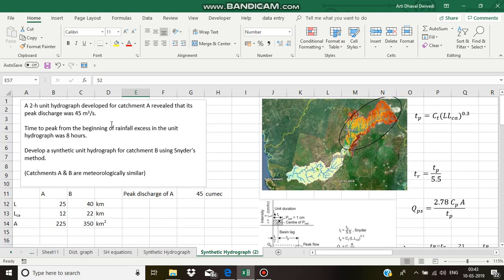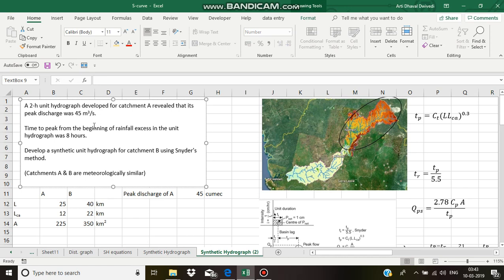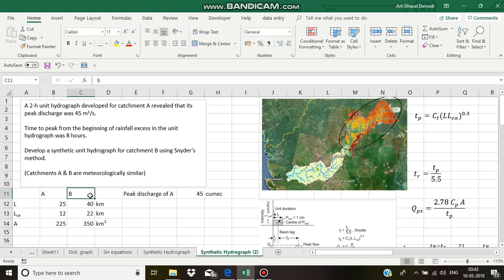Here is the problem. A 2-hour unit hydrograph developed for catchment A revealed that its peak discharge was 45 meter cube per second. Time to peak from beginning of rainfall excess in the unit hydrograph was 8 hours. Develop a synthetic unit hydrograph for catchment B using Snyder's method. Catchments A and B are meteorologically similar. So, you can use all the information given about catchment A to form a synthetic unit hydrograph for catchment B using empirical equations developed by Snyder.